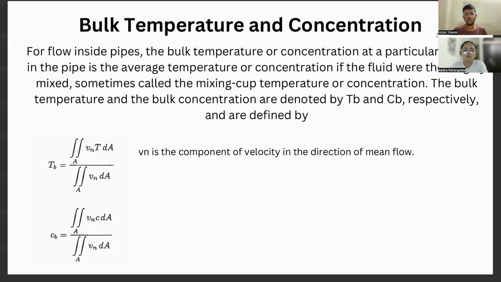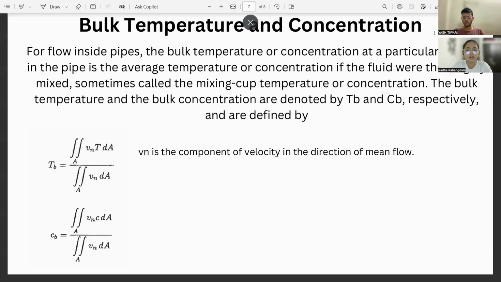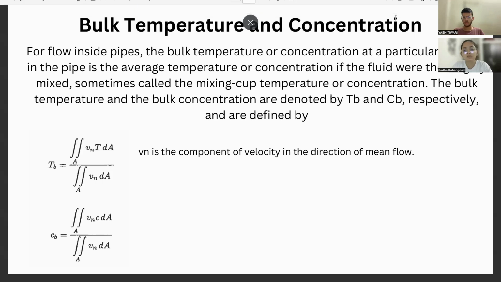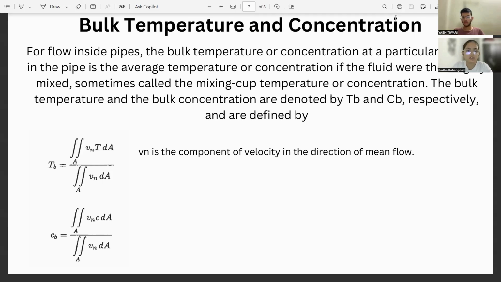TB is equal to the double integral of Vn T dA divided by the double integral of Vn dA, where Vn is the component of velocity in the direction of mean flow. And CB is the concentration, which is equal to the double integral of Vn C dA divided by the double integral of Vn dA. This will give you the mixing cup temperature or concentration. Basically, this is the average of the temperature and concentration.